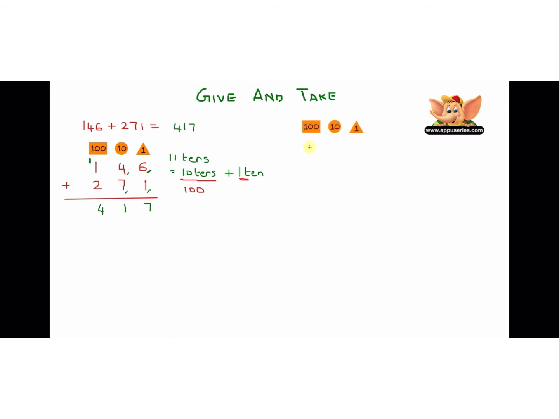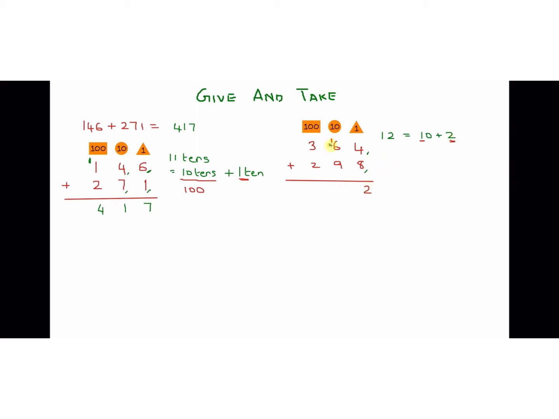First let me write the number. 364 plus 298. Now let's count the ones first. 4 plus 8 gives us 12. So we have 12 ones. So 12 ones is 10 plus 2. So this 1 ten is carried over to the tens place. And we write down the 2, this 2 in the ones place.